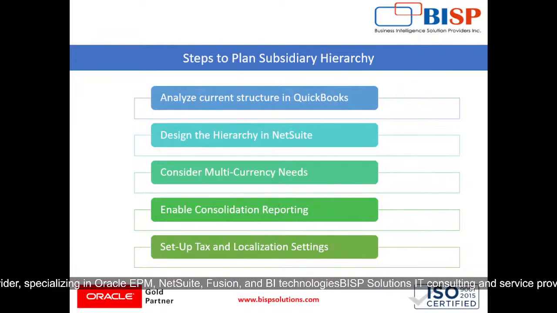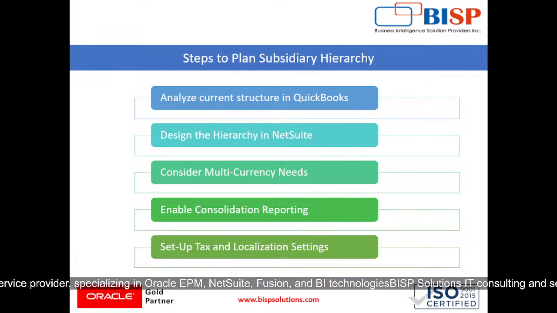For planning subsidiary hierarchy, we have to analyze the current structure in QuickBooks, which means we will be reviewing how accounts and entities are organized in QuickBooks, then identifying parent and child entities for the same. Then, coming to designing the hierarchy in NetSuite, we will be establishing a parent-subsidiary relationship that reflects our organization's legal and operational structure.